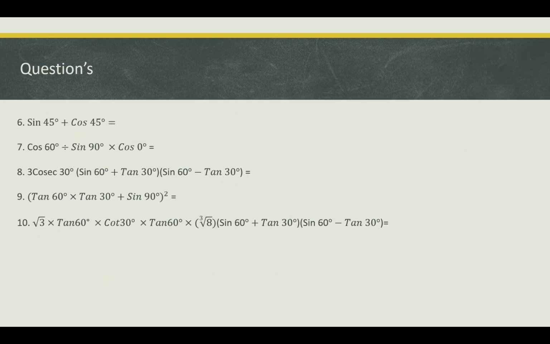Question number 6, 7, 8, 9 and 10. These 5 questions are based on the trigonometric ratios for specific angles. You have to substitute the specific value for the specific angle. For example, sine 45 plus cos 45 is equal to 1 by root 2 plus 1 by root 2, because sine 45 is 1 by root 2 and cos 45 is also equal to 1 by root 2. So 1 by root 2 plus 1 by root 2 is equal to 2 by root 2.